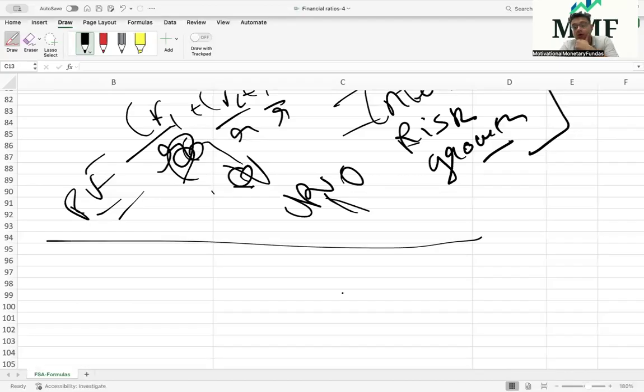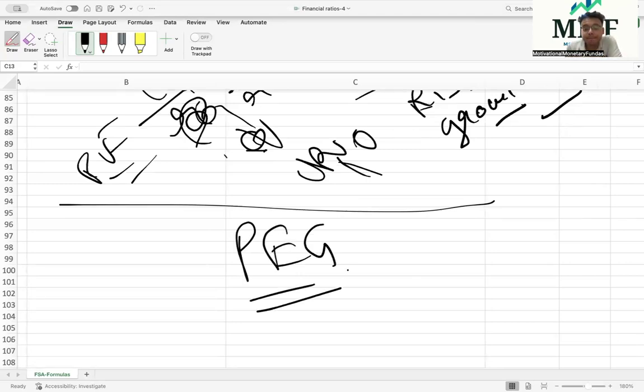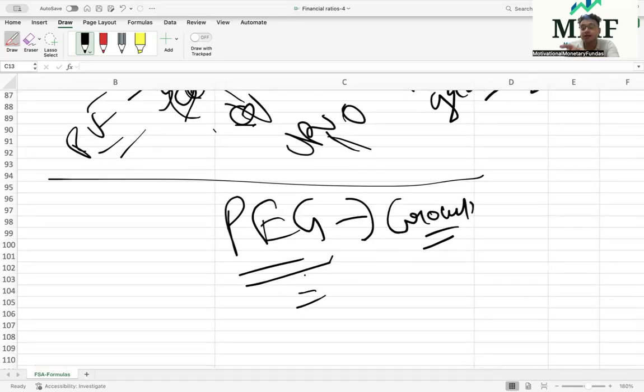An improvement over this PE ratio is something which is called the PEG ratio. PEG ratio, not the peg that you drink, right? But something which is a metric, price earning growth ratio. Here, G stands for growth. It's a ratio, price earning growth ratio. It's trying to overcome, I would say, the drawbacks or limitations of the price to earning ratio. Right? So, how will it overcome the limitation?